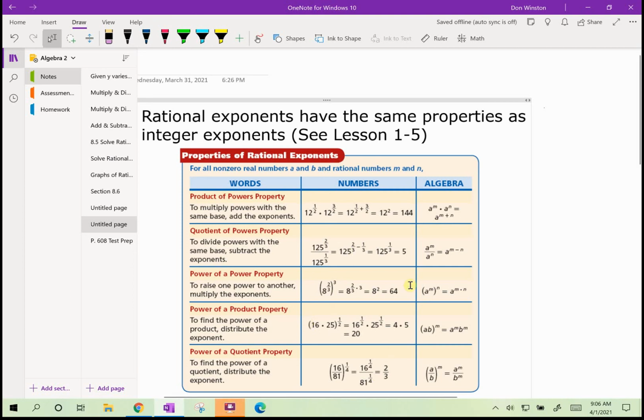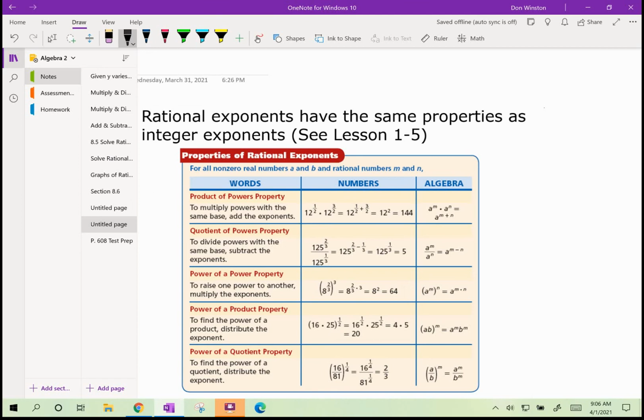Okay, good morning, everyone. This is day 2 of section 8.6, radical expressions and rational exponents. Today we'll be working with properties of rational exponents, but it really is no different than the properties we learned when we worked with integer exponents. So I'll just review a couple of those to recall.